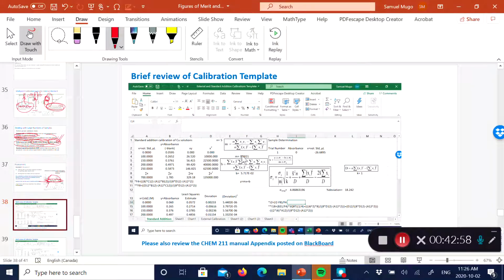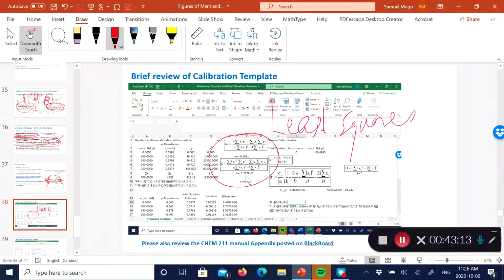And based on that, you can calculate the m, which is the slope. You can get the b, which is the intercept. And when you use these equations, typically that is what you call the least squares method. And this is where you generate the equation of the line, y equals mx plus b, just by calculating the m and calculating the b.